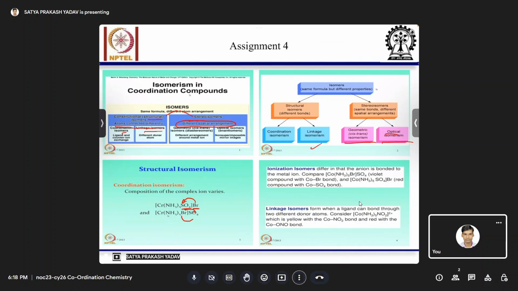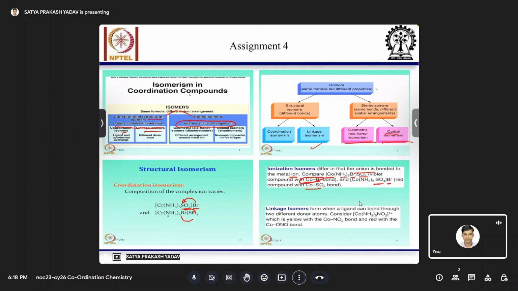Now, ionization isomerism differs in which anion is bound to the metal ion. Suppose we have [Cr(NH3)5Br]SO4, violet in color. So we have Cr-Br bond, but in the other case we have SO4 bound to the metal, with Br minus outside.